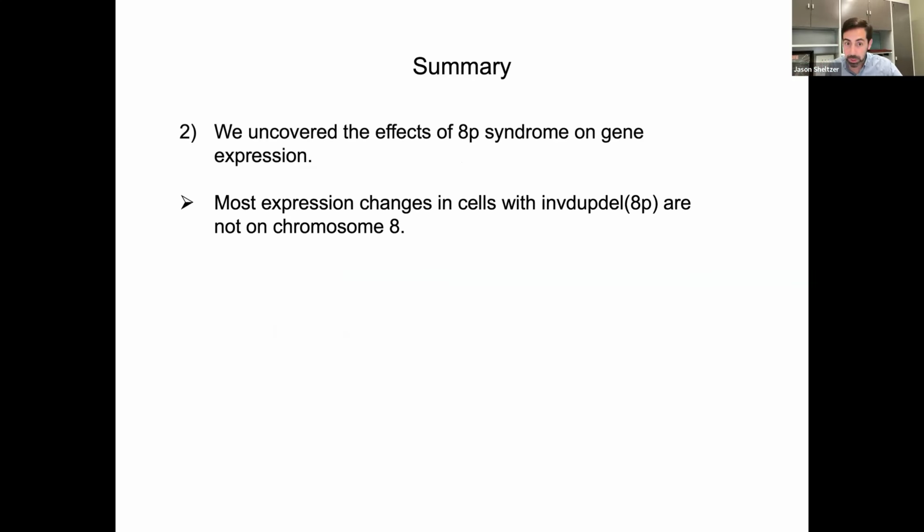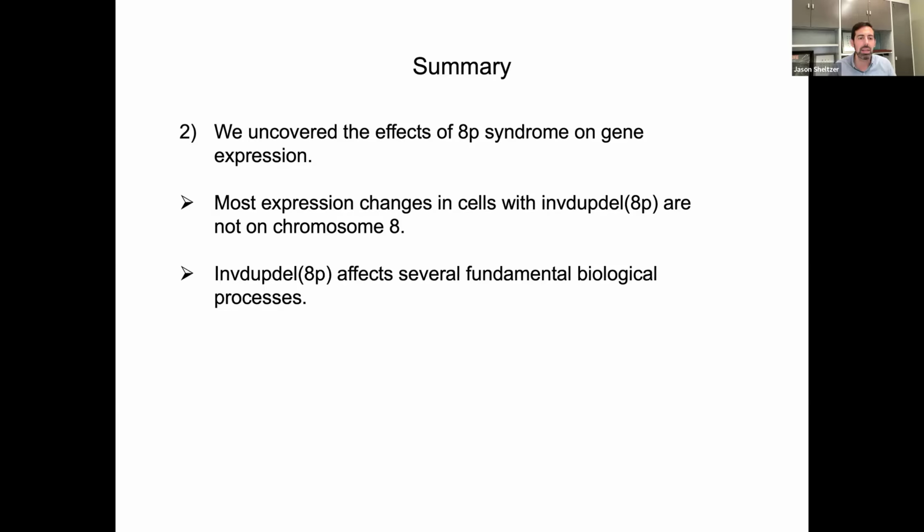Secondly, we use these cells as a tool to study the effects of 8p syndrome on gene expression. We were surprised to see that most gene expression changes in these cells were not on chromosome 8. 8p syndrome is really a genome-wide condition. There are genes on chromosomes 1 through 7 and 9 through X that are also impacted, upregulated or downregulated in cells from these individuals.